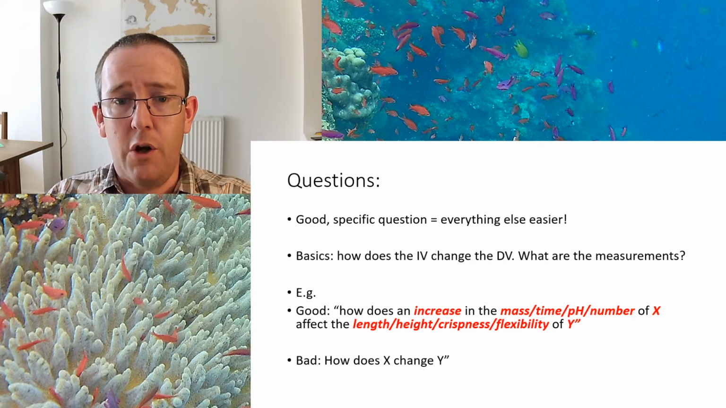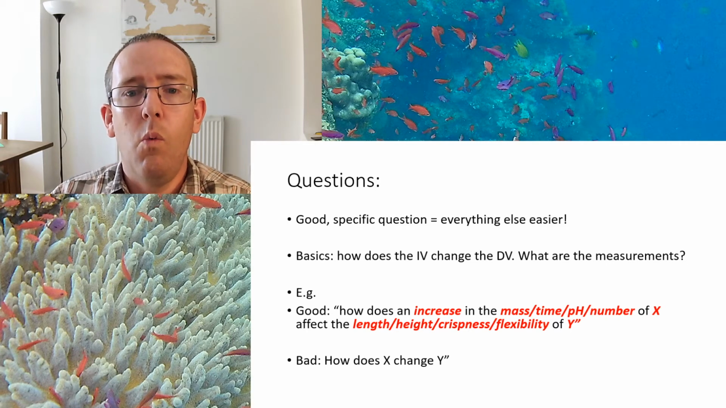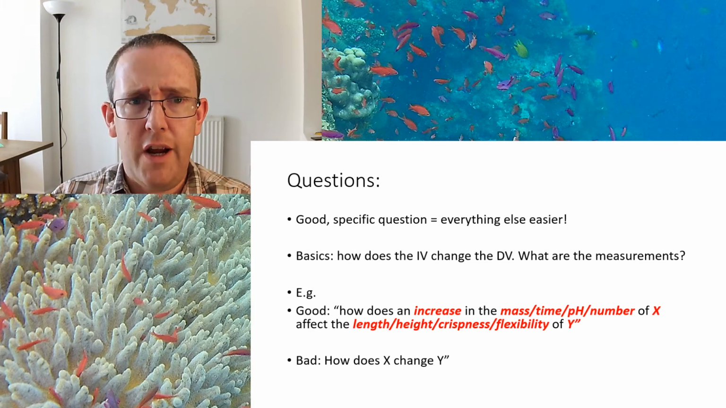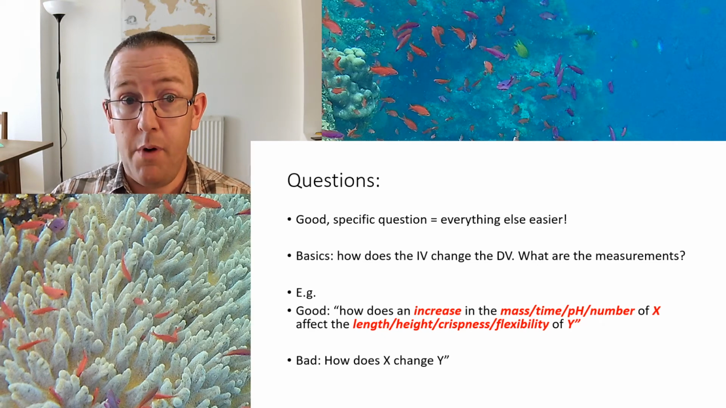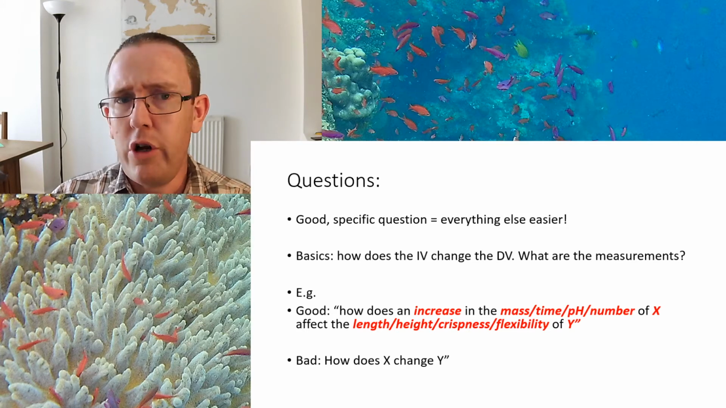Okay, so a bad one: how does X change Y? What is X? How are you measuring it? What is Y? How are you measuring it? What do you mean by change? Do you mean go up? Do you mean go down? Do you mean both? Do you mean neither? Do you mean whether it exists or not? What are you talking about?